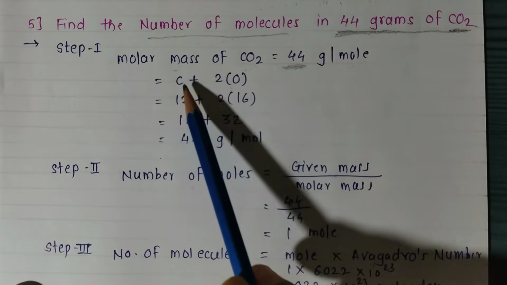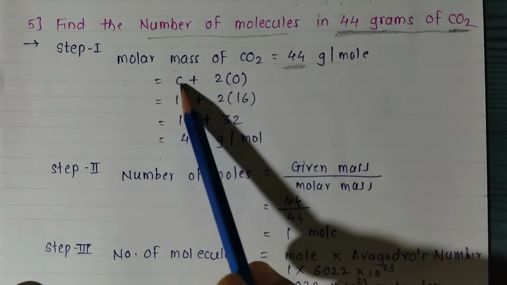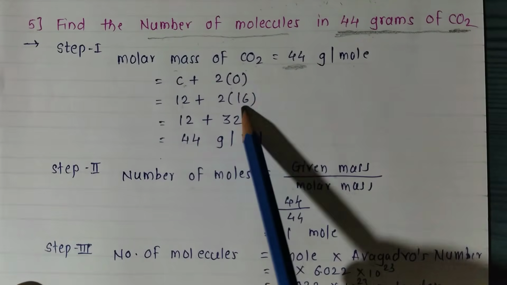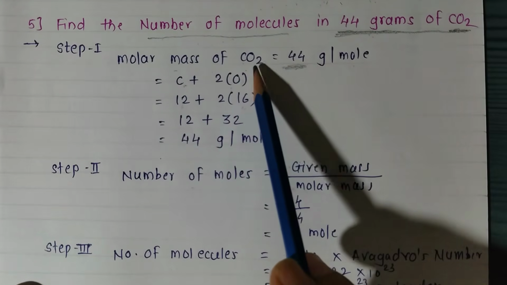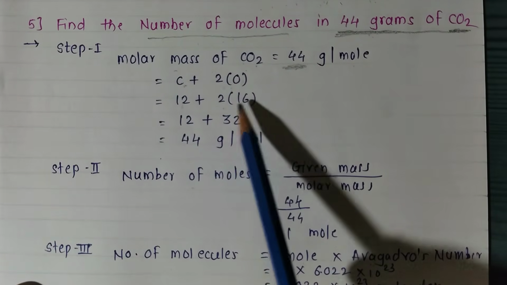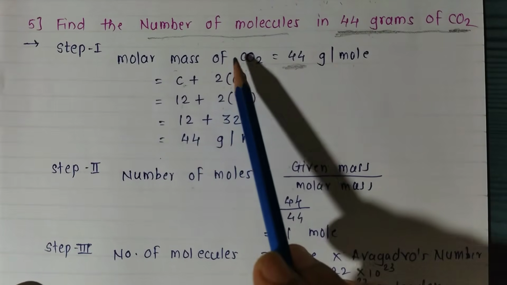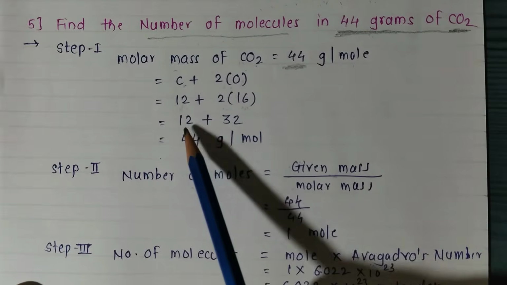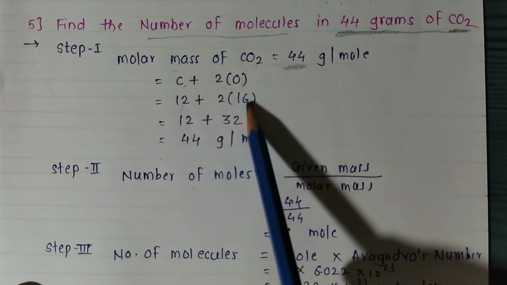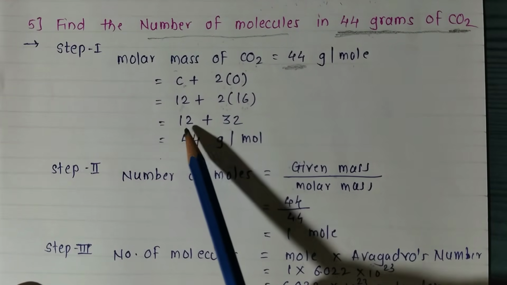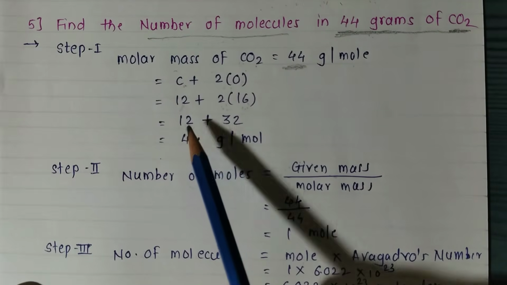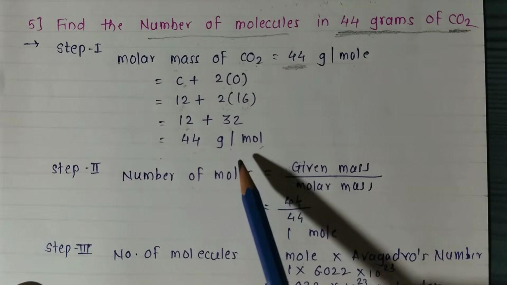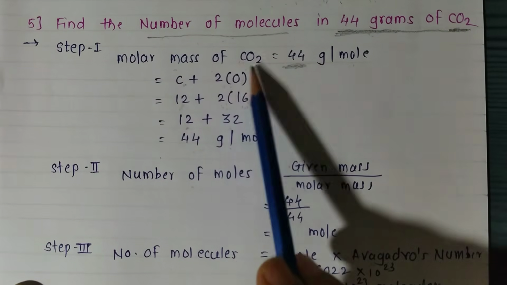As we know, the mass of carbon is 12, and a single oxygen has a mass of 16. But here in the CO2 there are 2 oxygen, so 2 into 16, and carbon is single, so carbon mass is 12. So 16 into 2 is 32, and 32 plus 12 means 44 gram per mole. So this is the molar mass of CO2.